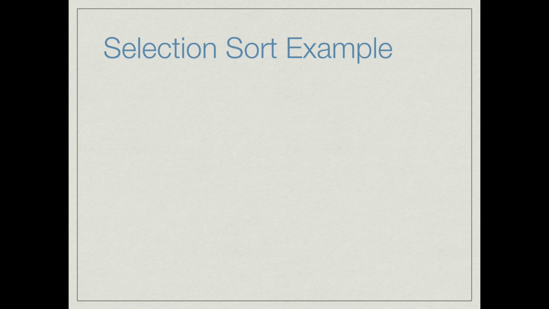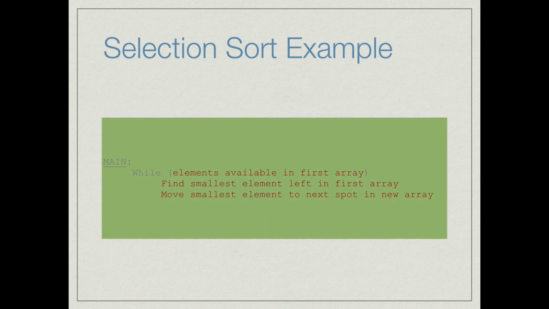So a little visualization for you here. This is the high-level description of the sort algorithm. So remember, red means that we're going to define a more complex chunk of the algorithm later. So basically this means the selection sort boils down to a loop that evaluates if there are still elements available in the first unsorted array, and if so, find the smallest element that is left and move it to the next spot in the new array.